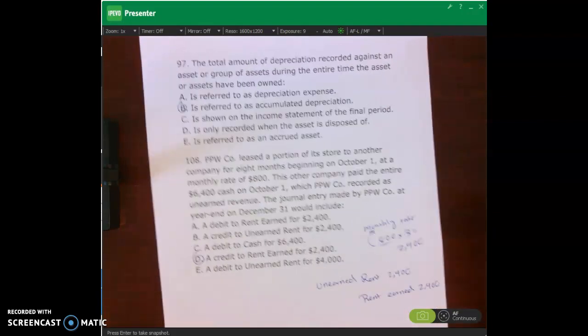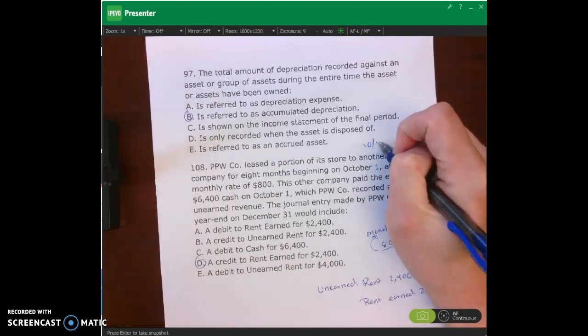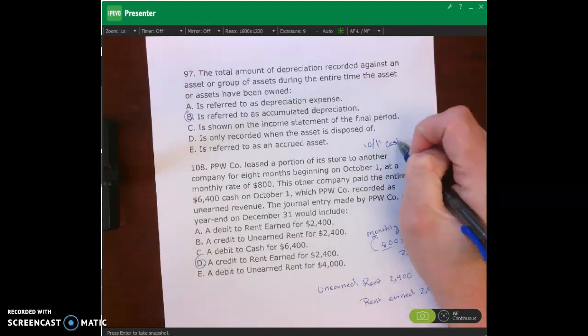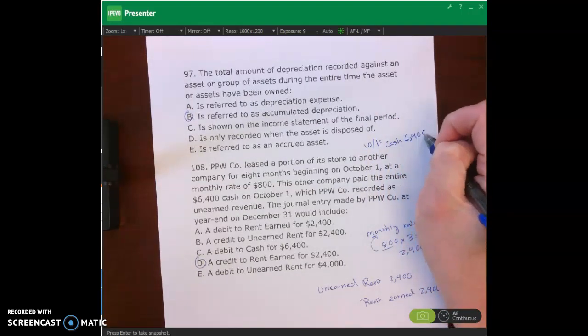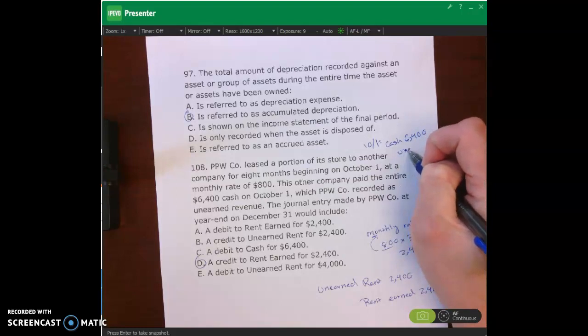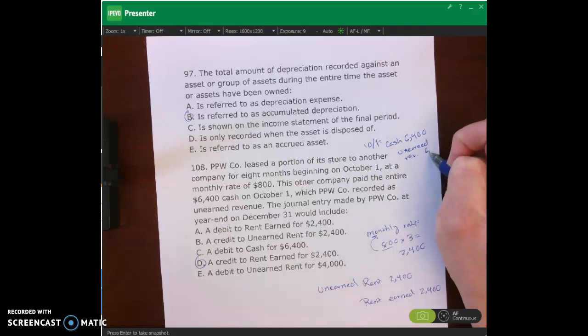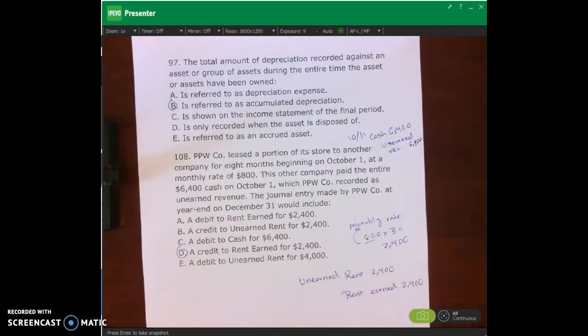I'll write that down. So on 10/1, debit to cash, credit unearned revenue $6,400. That's what they did on 10/1. Okay? Now on 12/31, we have to do an adjusted journal entry, we being PPW, to record 3 months worth of revenue, right? Because we've earned 3 months worth of revenue.